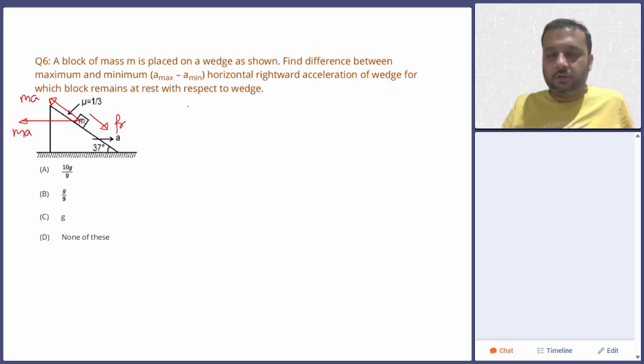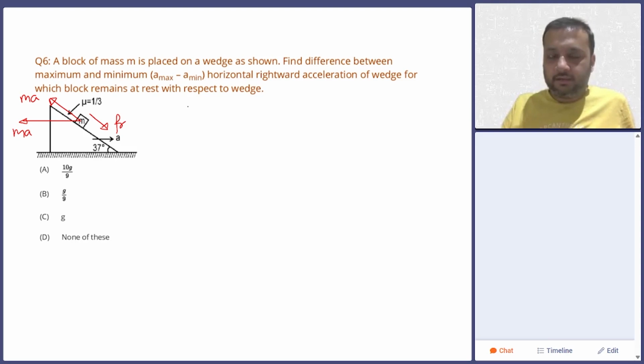If you increase the value of the acceleration, friction will try to maximize its value at the moment of slipping. So just at the moment of slipping, friction would have achieved its maximum value. And if you increase the value of A beyond that, then of course the block will slide up. So this is the logic.